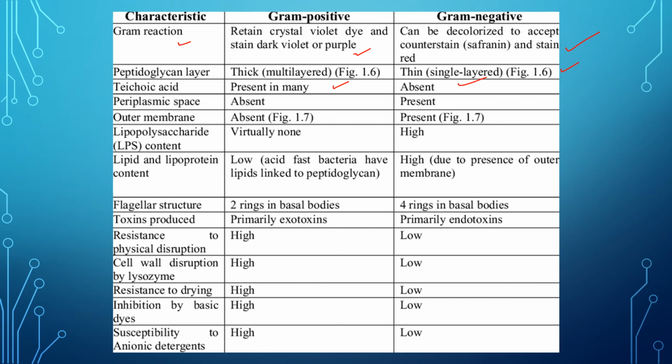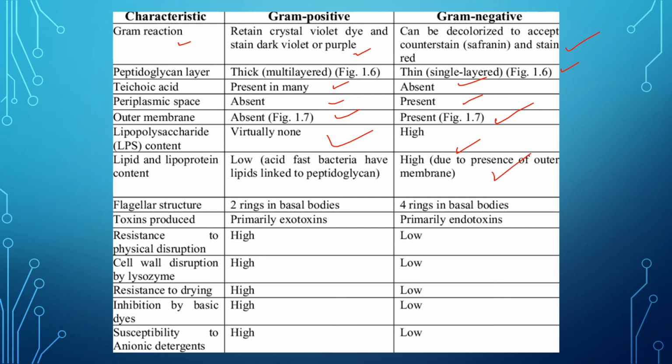Periplasmic space is absent in gram-positive bacteria. Periplasmic space is present in gram-negative bacteria. Outer membrane is absent in gram-positive bacteria, while outer membrane is present in the gram-negative bacteria. If you talk about lipopolysaccharide, in short form LPS, the content is none in gram-positive bacteria and LPS content is more in gram-negative bacteria. When you talk about lipid and lipoprotein content, it is low in case of gram-positive bacteria, and lipid and lipoprotein content is high in gram-negative bacteria.